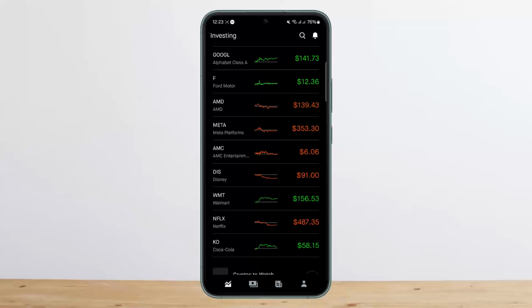Now remember, what you'll have to keep in mind is pattern day trading restrictions don't apply to cash accounts. So if you want to day trade without restriction, you can open up a cash account and do so there, because you can do as much as you want.